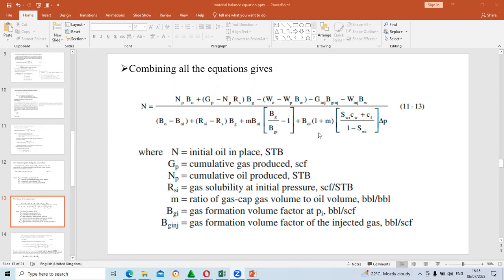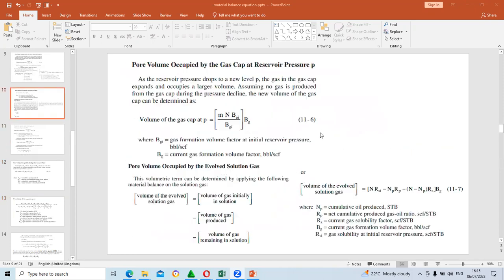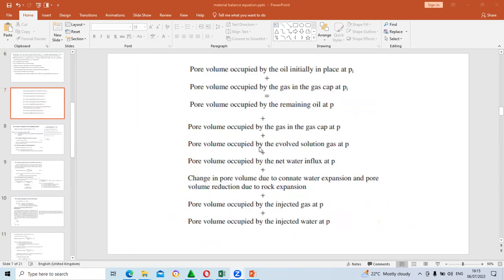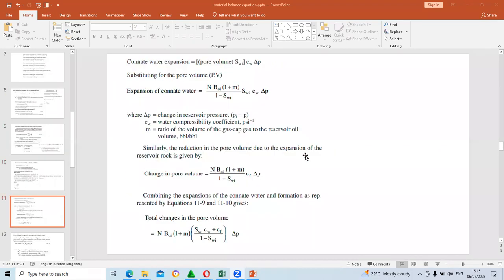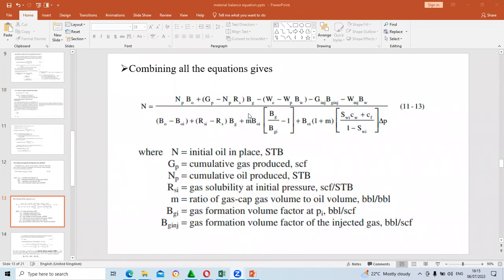So if you take all those equations and you put them in the original formula, remember this is our original equation, we are taking all of those equations and replacing all of them here. At the end of the day, if you make N the subject, this is what you are going to have.